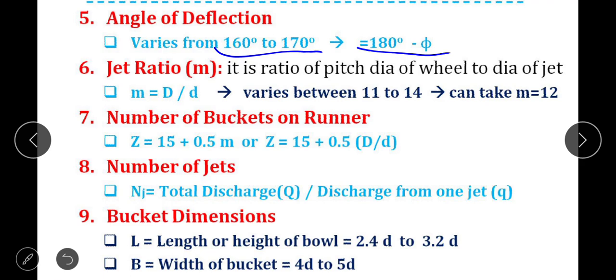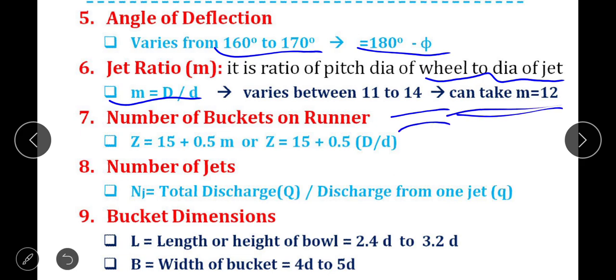Next, jet ratio, small m. It is the ratio of pitch diameter of wheel to the diameter of the jet. Small m is equal to capital D by small d. It varies from 11 to 14. We can take the value of m as 12 if it is not given.